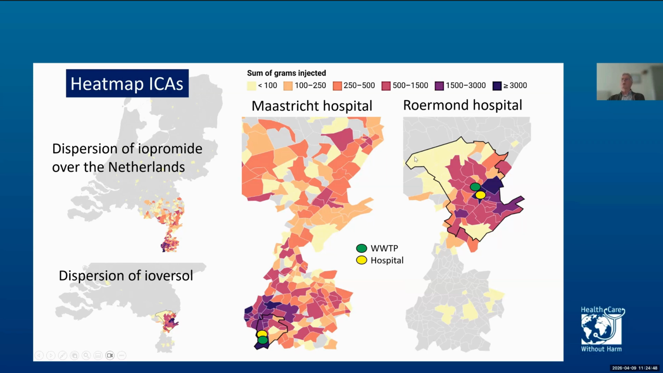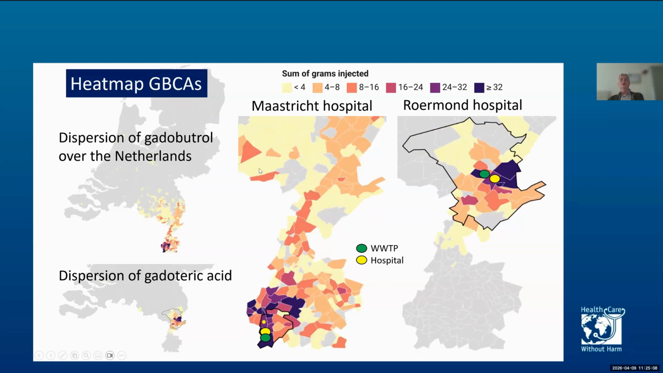When you look at the regional hospital, more than 95% of the patients live in this area, and only a few come from another area. So that's really a local function. But academic hospitals can even have a national function. We also have patients coming from other places. And the same was true for the gadolinium-based contrast agents.